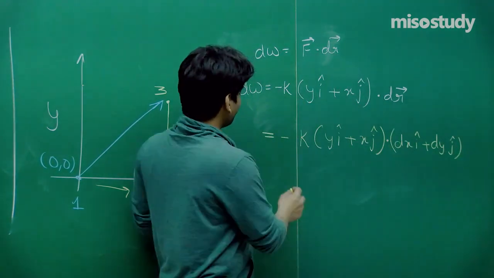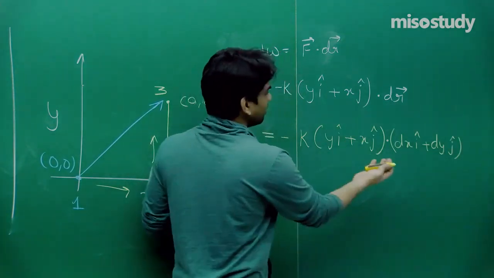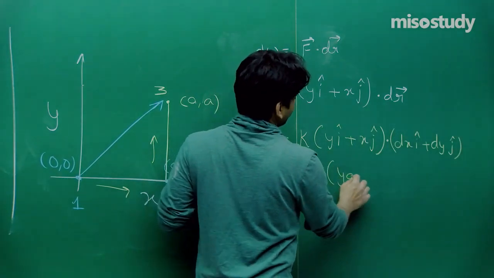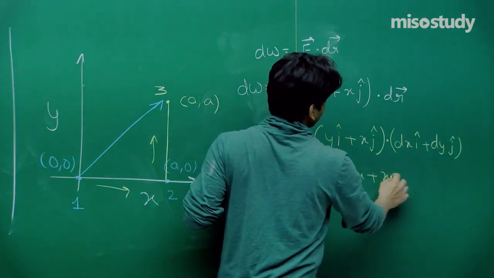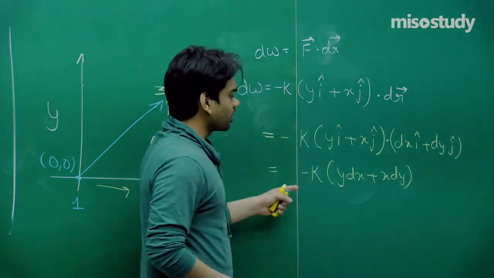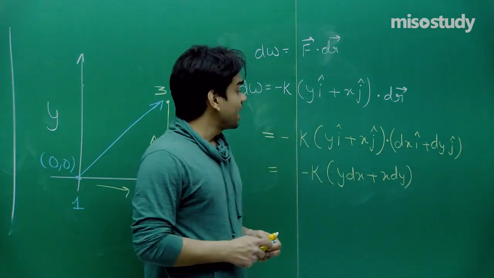See what we are going to get. We will be getting here, and again we have to integrate also, so I will write here minus k (y dx plus x dy). I hope this is clear to you all, how we have got this minus k (y dx plus x dy).